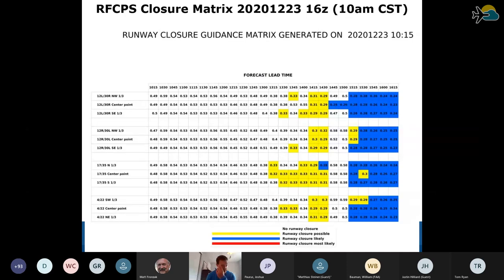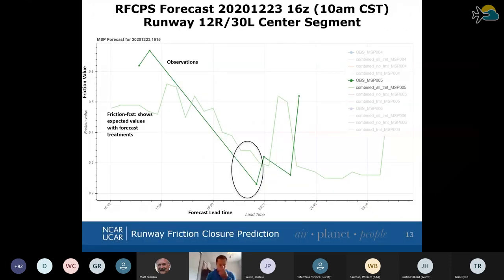Next slide, please. So you can see here's the actual closure matrix that would have been visible to Josh and crew. And you can see at the beginning of this event, as it got started, we were showing that runway closures were going to be possible and then likely as the heavy snow came in towards the afternoon on the 23rd. Next slide, please. Okay, so this is really going to get into the heart of the analysis.